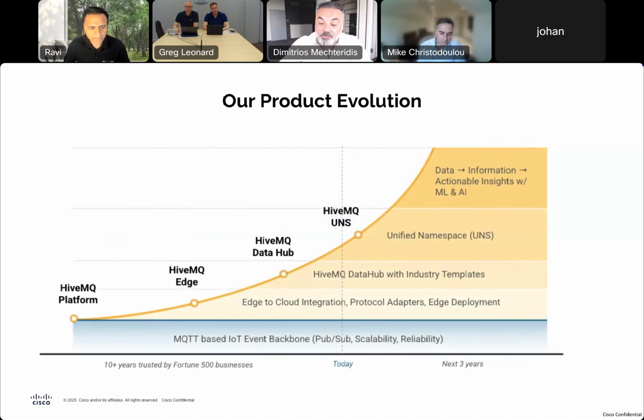We support all of the advanced features that MQTT provides. When you look at our product evolution, we started as that IoT event backbone, if you will, with our pub sub, scalability, and reliability functionality.